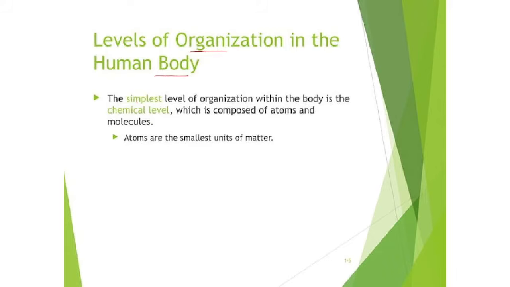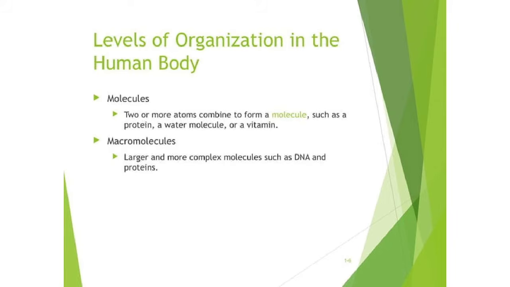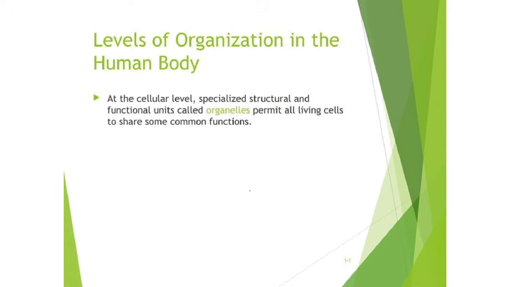I am giving a note. The simplest level of organization within the body is the chemical level, which is composed of atoms and molecules. Atoms are the smallest unit of matter. What is the smallest unit of matter? That is atoms. Two or more atoms combine to form a molecule, such as a protein, water, vitamin. These are all formed by combination of atoms. And next one, macromolecules, larger and more complex molecules such as DNA and proteins. These are all known as macromolecules.